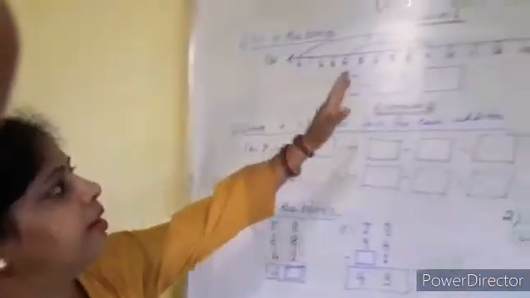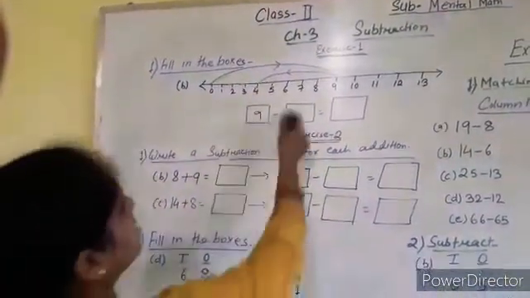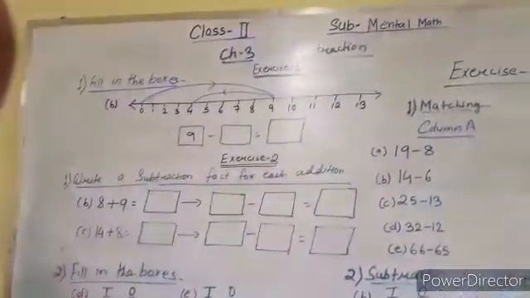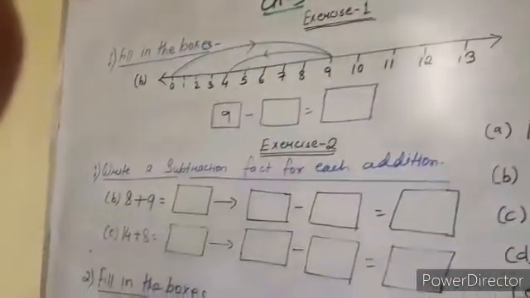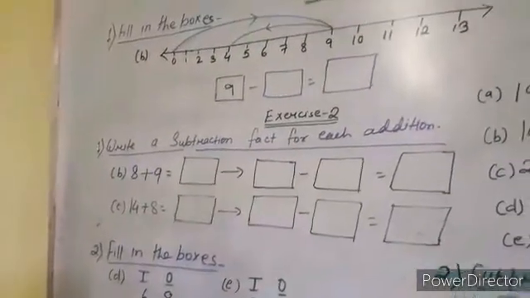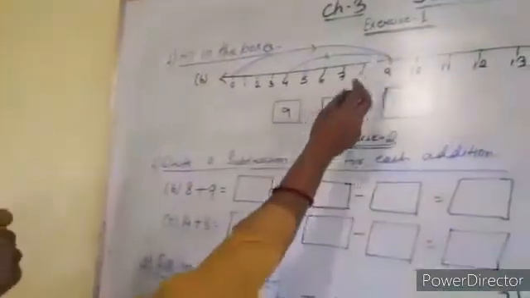I am going to take your next class of mental math, class 2, and your chapter name is chapter 3, subtraction. In the previous class, I just taught you the chapter addition, and I told you how to solve the problems. Today I am just starting the subtraction, exercise 1.